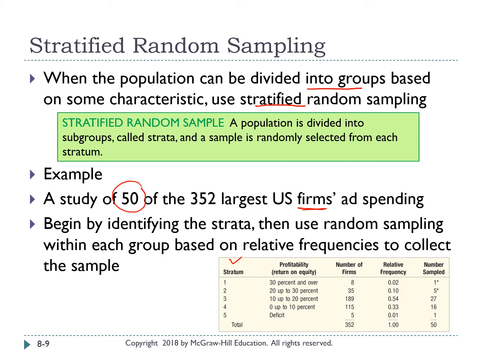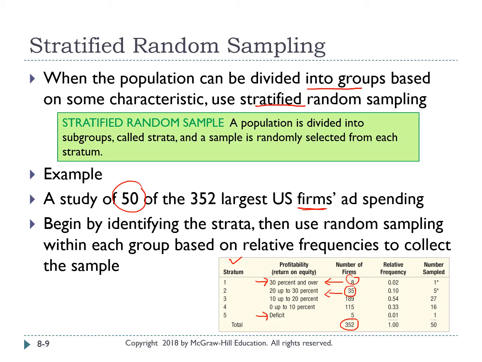You have 5 strata. The first group, the profit is very huge. So what is the profit? 30% and over. The second stratum, the profit is between 20 up to 30%. And you also have another group, the fifth group. Perhaps this is a small group or small firms that have deficit. Okay, and then you know that there are actually 8 firms that belong to the first group, and you have 35 firms belonging to the second group, and so on. In total, you have 352 US firms.